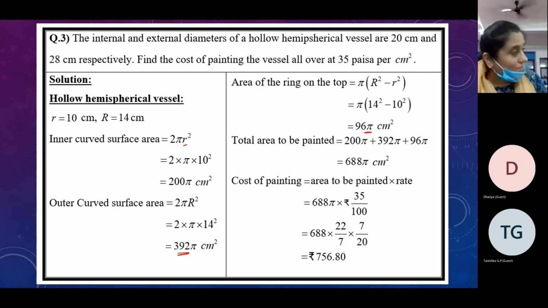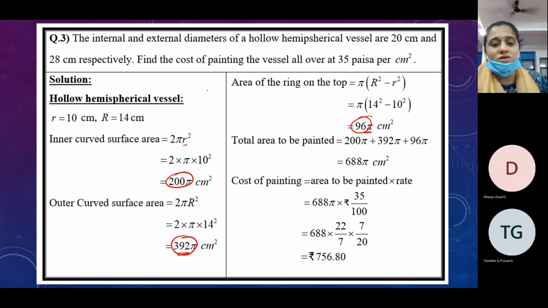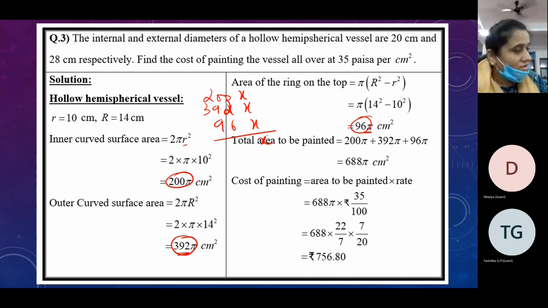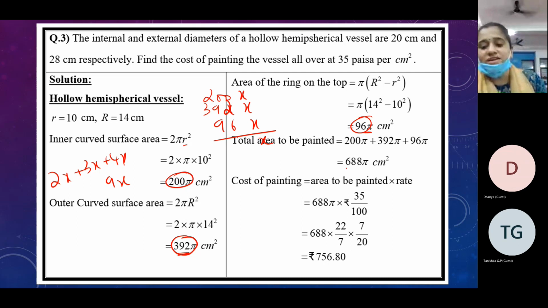Now the total area to be painted is 200 pi plus 392 pi plus 96 pi. It's like 200x plus 392x plus 96x. How will you add? Add everything and just put an x after that, right? What is 2x plus 3x plus 4x? 9x. So like that, just add. You get 688 pi.